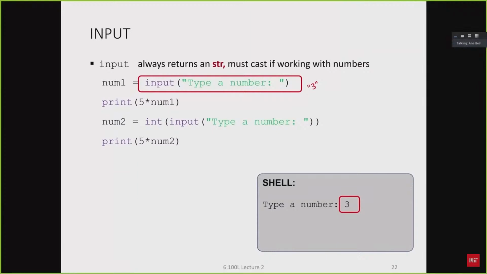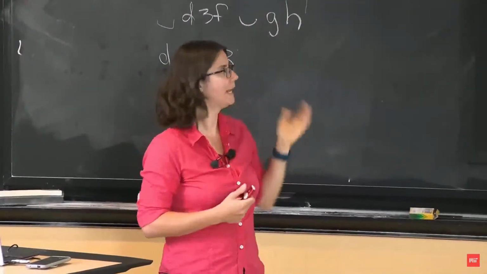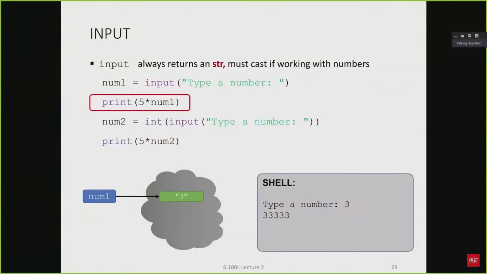Again, no matter what the user types in, it's being saved as a string. Even if it's a number, it's being saved as the string of that number. So to Python, it's a character. To us, it's a number, but to Python, it's still a character. So num1 in memory basically becomes the string 3, just one single character, 3. When I print 5 times num1, what is that going to look like? You guys tell me. Exactly, right. 3, 3, 3, 3, 3, because we're working with a string here, not an integer.